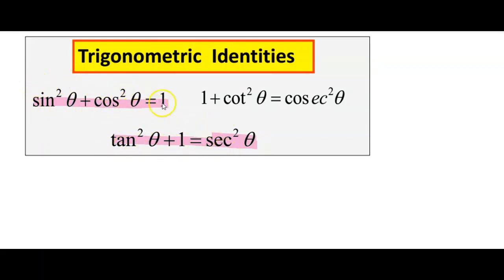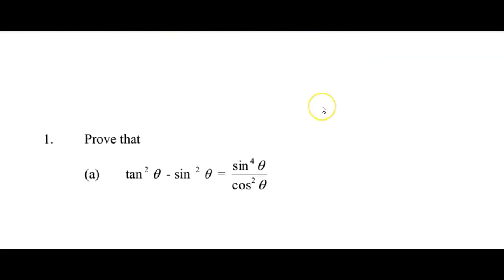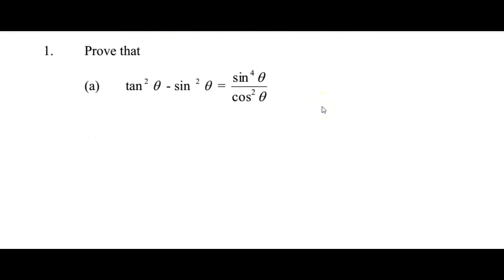And using the first identity, divide both sides by sine square theta, and you will obtain the third identity, that is 1 plus cotangent square theta equals cosecant square theta. Let's look at the first question that we are going to prove. Tangent square theta minus sine square theta equals sine power of 4 theta over cos square theta.